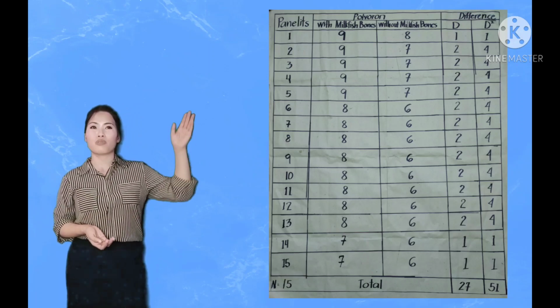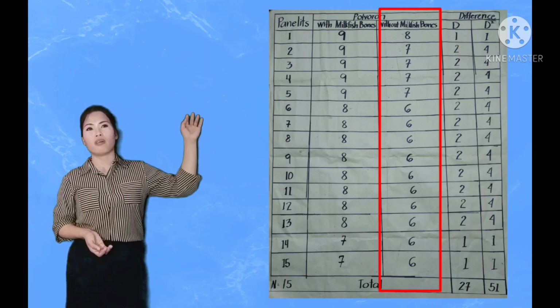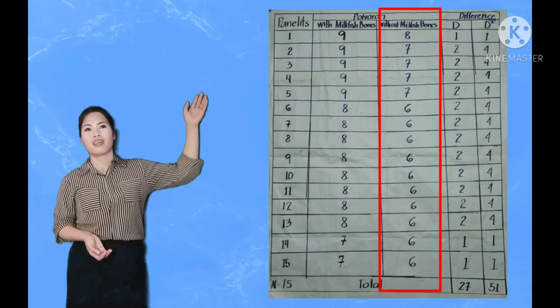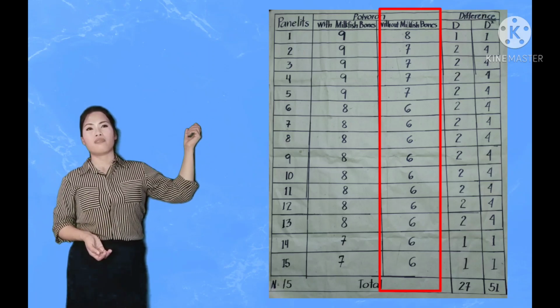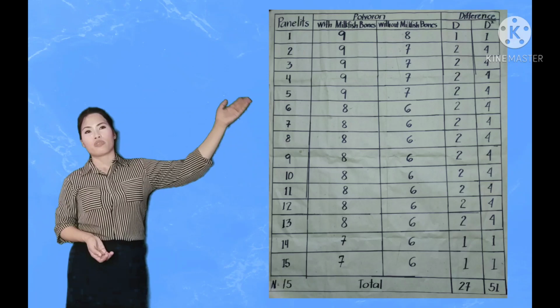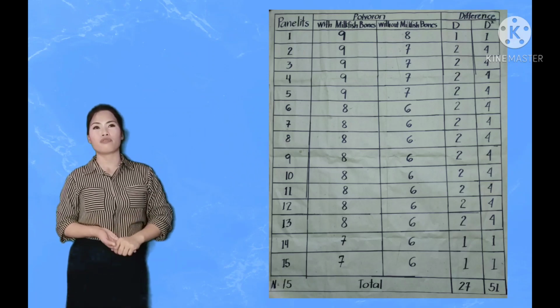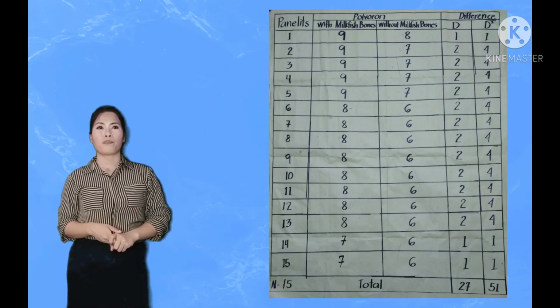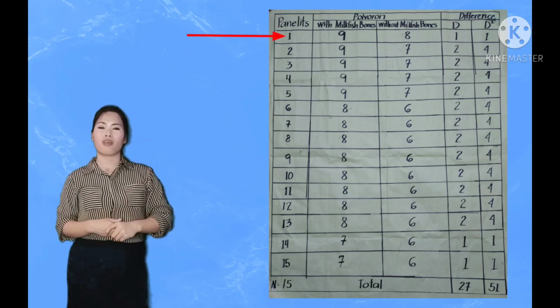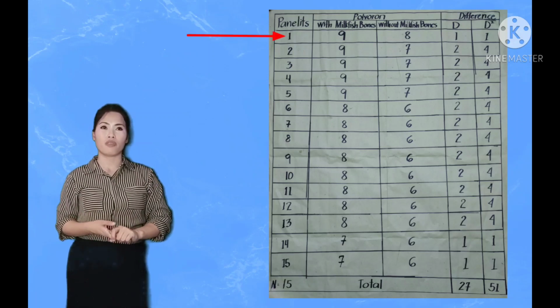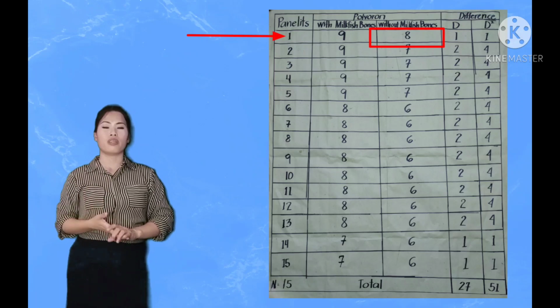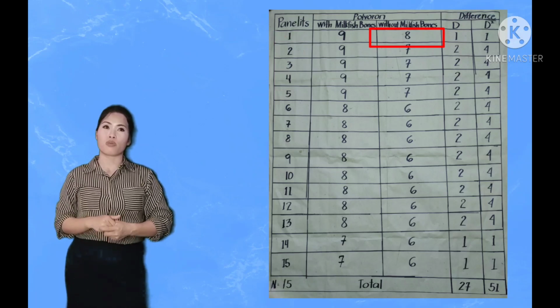Now let's go to the third column. The third column also contains the scores given by the evaluators, which are the panelists. There is one panelist who gave a score of 8 to the pulveron without milkfish bones.